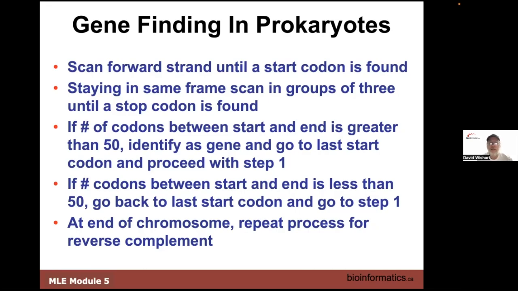Okay, going back to the top of the algorithm, you scan forward again. Now, if you're avoiding nested genes, you might jump to the complete next gene, or you might start scanning within the same open reading frame that you just identified and look for another start codon. Anyways, it's a fairly simple algorithm. It's just looking for start and stop points, in both the forward reading frame and the reverse reading frame.